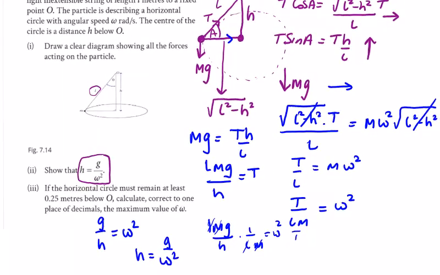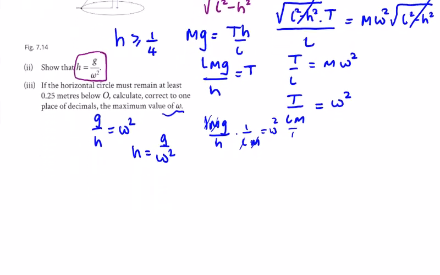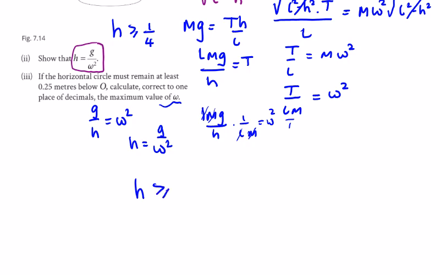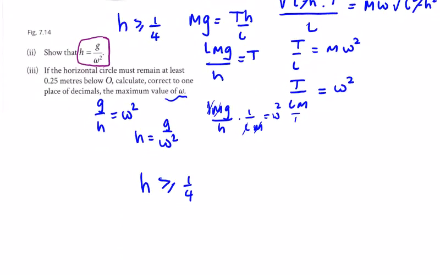And then if the circle must remain at least 0.25 meters below O, so H has to be greater than or equal to a quarter, 0.25. Find the max value of W. Okay. Right, and if H has to be greater than or equal to 1 over 4, we have H, in terms of G and W, as G over W squared. So we can say G over W squared has to be greater than or equal to a quarter. Let's multiply this by 4 to get 4G over W squared has to be greater than or equal to 1.